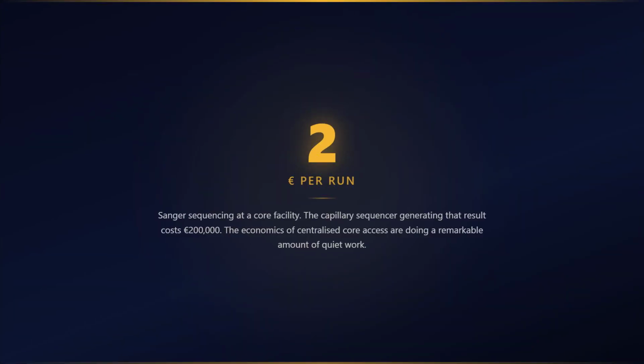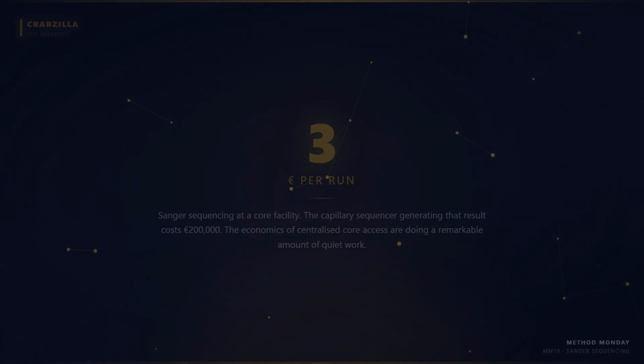A Sanger sequencing run at a core facility costs roughly €3 per sample. That is the cheapest genetic data you will ever buy. The sequencer generating it costs $200,000. The economics of centralized core access are doing a remarkable amount of quiet work.